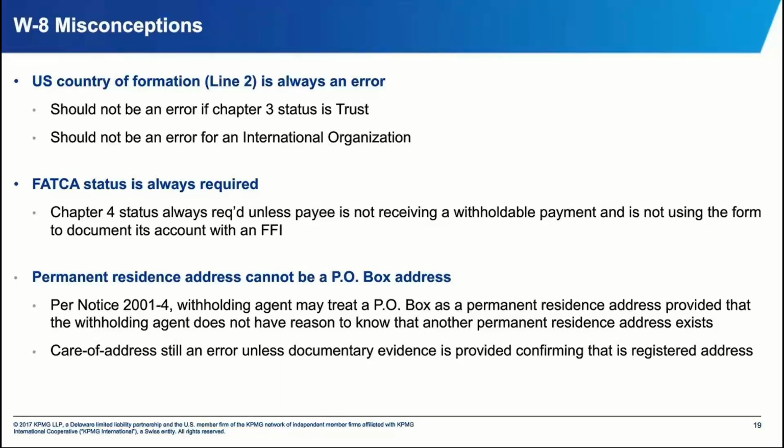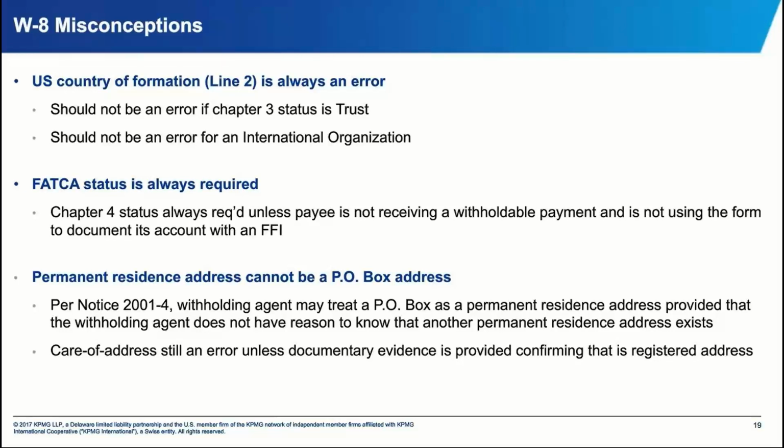In the burden reduction regulations that came out in December 2018, the IRS changed that rule and said that if it's insurance premiums on a non-cash value product, so a term life insurance would be non-cash value, your property, your casualty, medical, that would not be a FATCA withholdable payment anymore. So you could use these short versions of the form and you would not need the FATCA statuses. And then finally, that the permanent address cannot be a P.O.